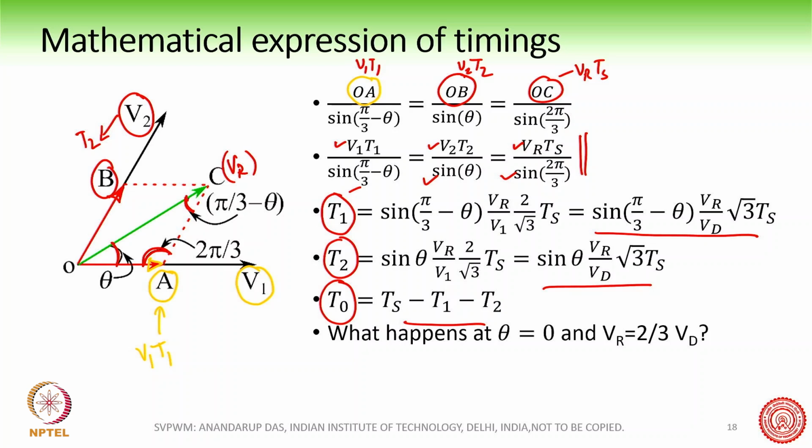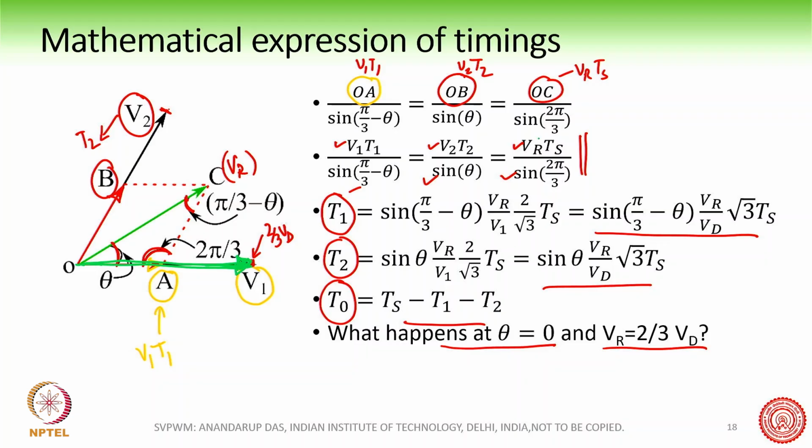Now one thing that you should note is that the radius of the hexagon is 2/3 VD. If you recall from a few slides, the radius of it is 2/3 VD, right? So suppose we take a condition, what happens at theta equal to 0 and VR equal to 2/3 VD. Suppose you want to produce a resultant vector which is this, this is the resultant vector. What will be your values of T1, T2 and T0?